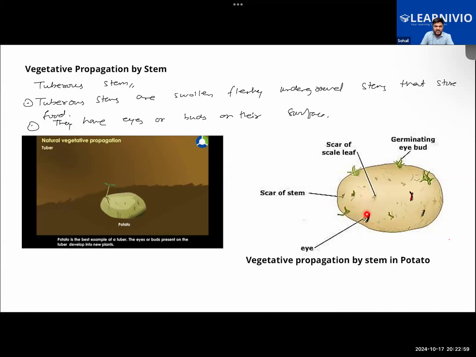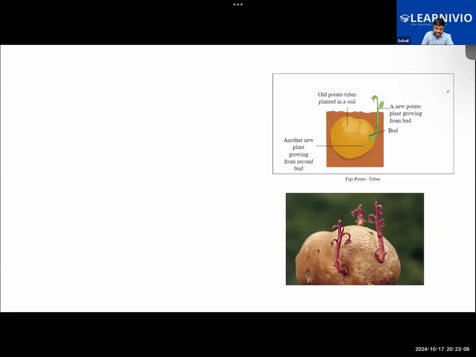Under favorable conditions, this bud or the eye will start to germinate. Just like the seed germinates, this will also germinate and a new plant will start to grow. Look at this image here, how a new plant has started to grow from this. As we have put this potato under the soil, from this bud, a new potato plant has started to grow.